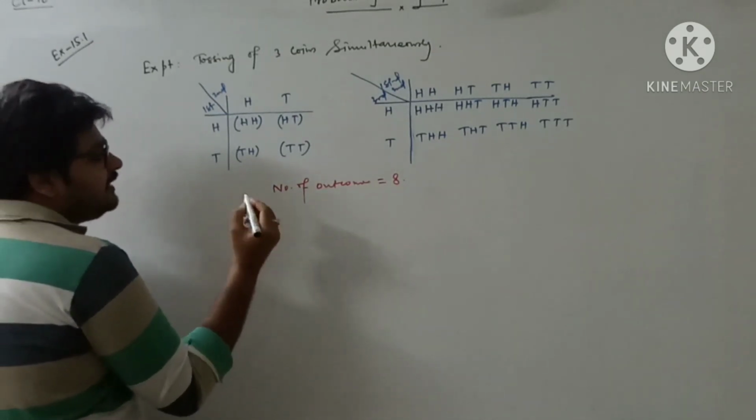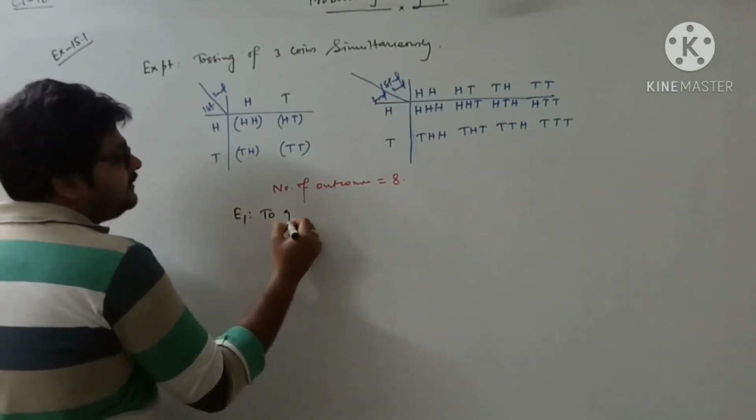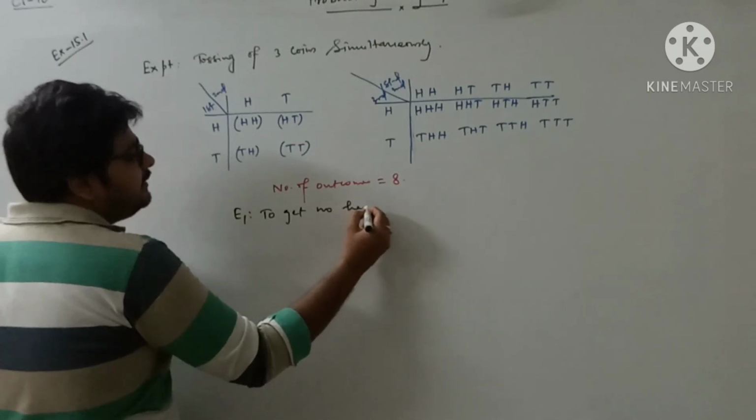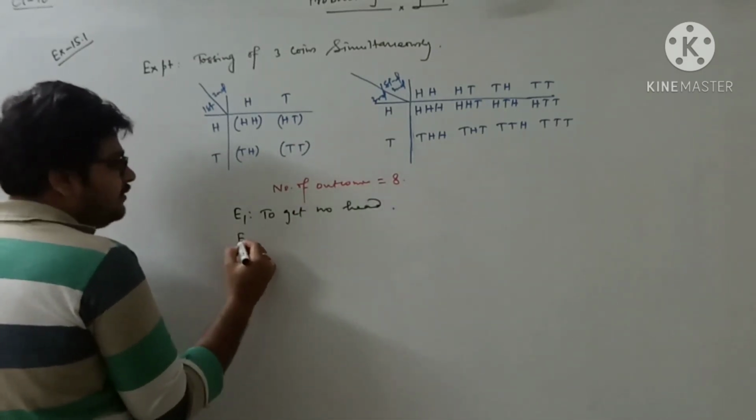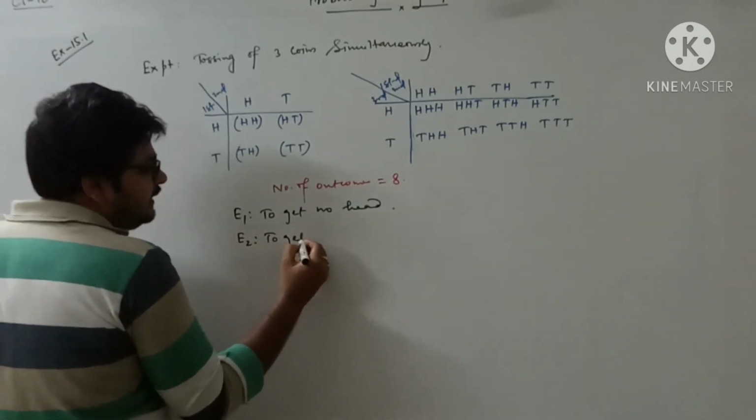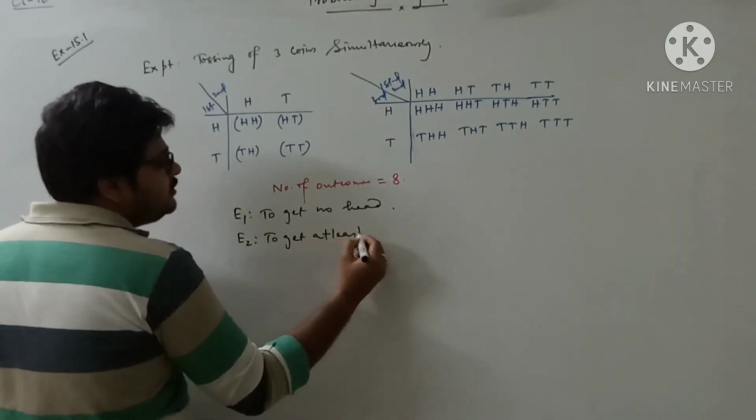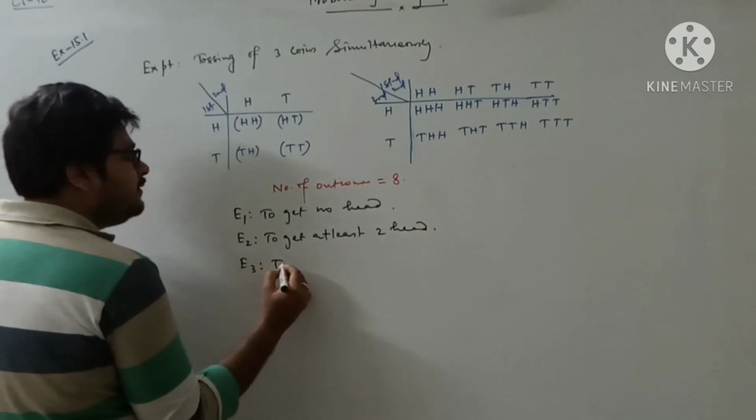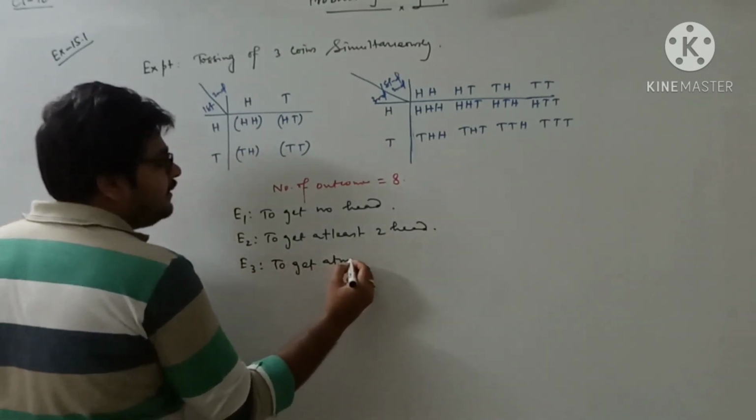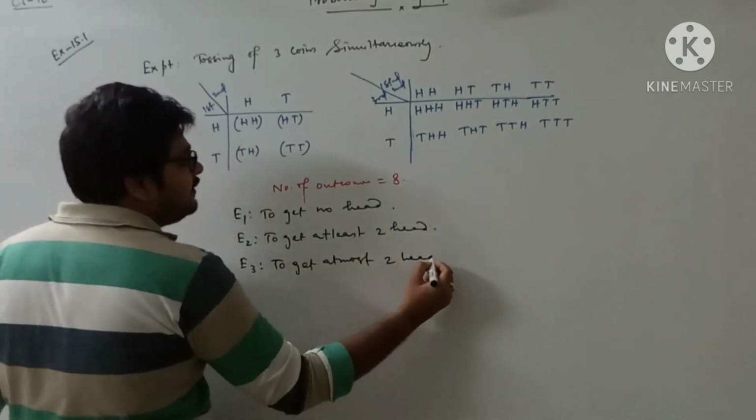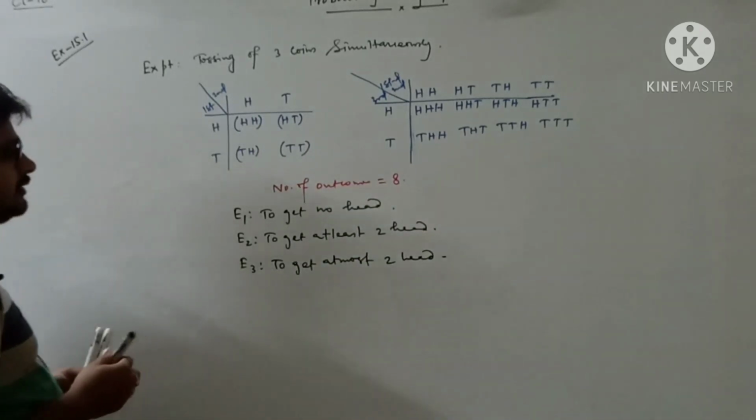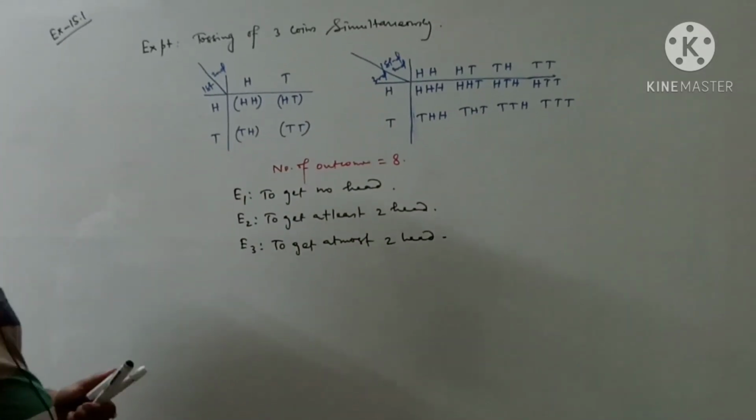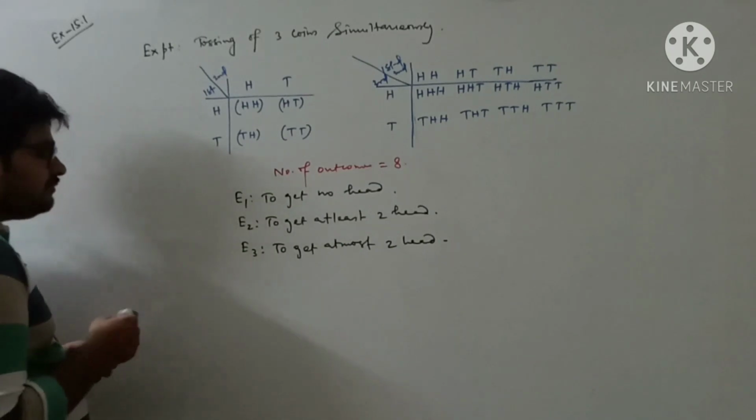Now events should be defined to find out the probability. First event: to get no head. Event 2: to get at least 2 heads. Event 3: to get at most 2 heads. Actually, to know the meaning of at least and at most, I have written it like this.